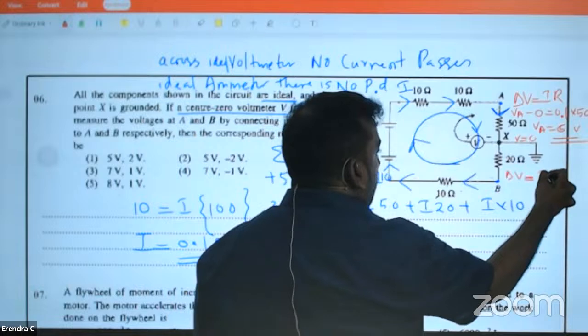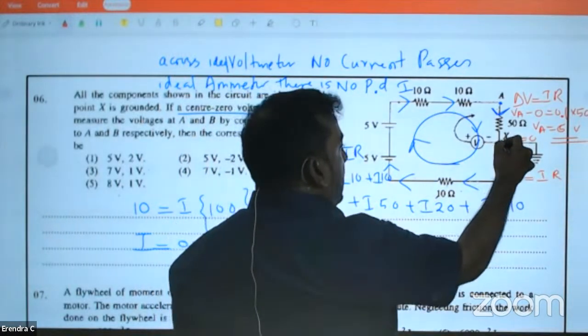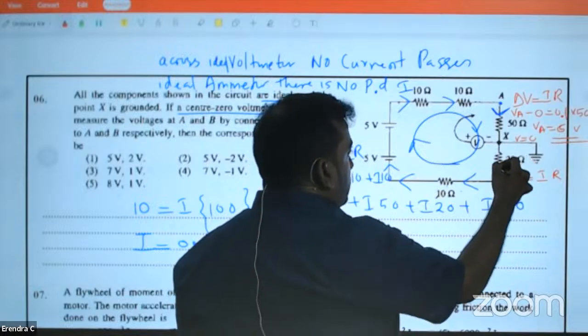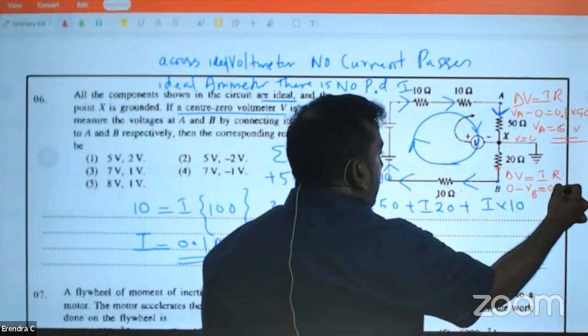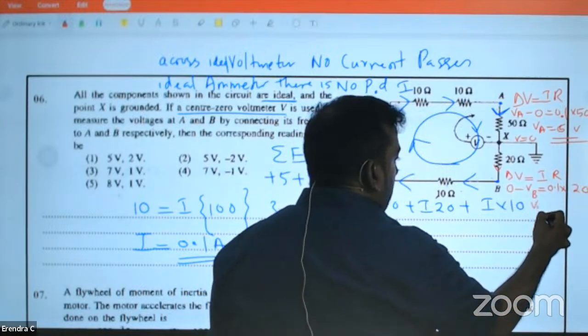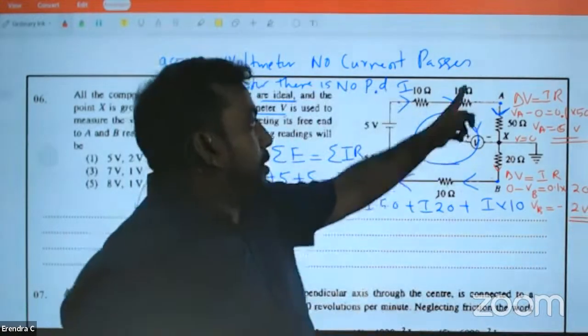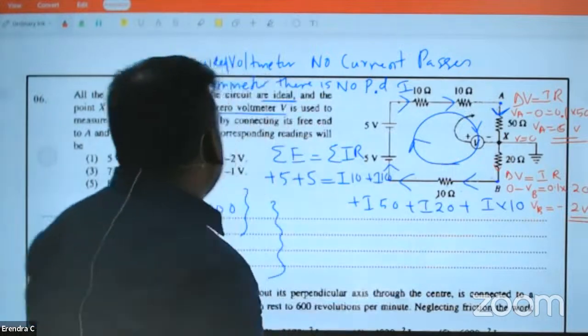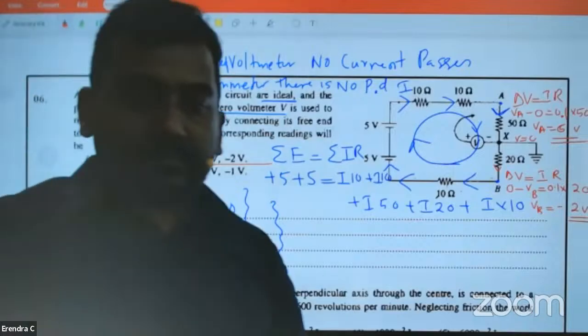Potential difference equal IR. Current is traveling from high potential to low potential. High potential 0. Current is going down. High potential minus low potential, VB. Current is 0.1 times what's the resistance there? 20. So VB is equal to minus 2 volt. High potential 5 volt, low potential minus 2. 5 volt minus minus 2 means answer number 2. Understood?